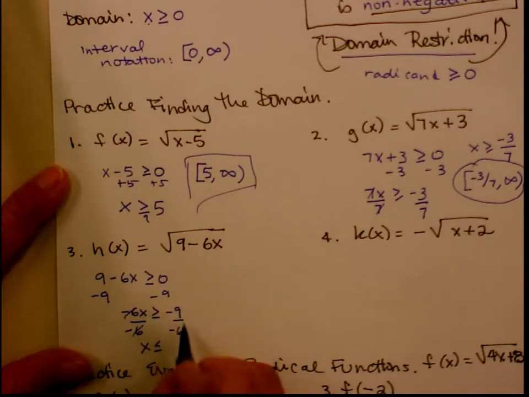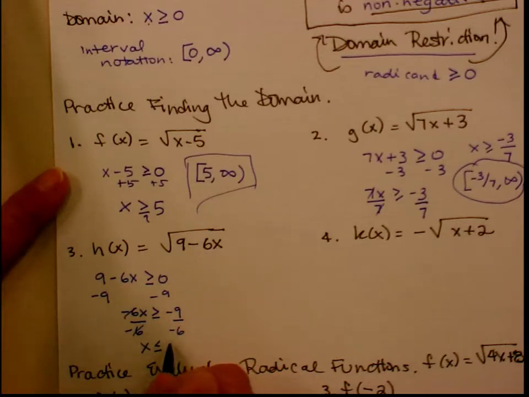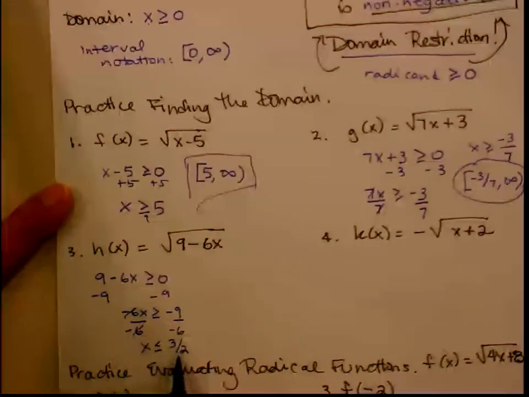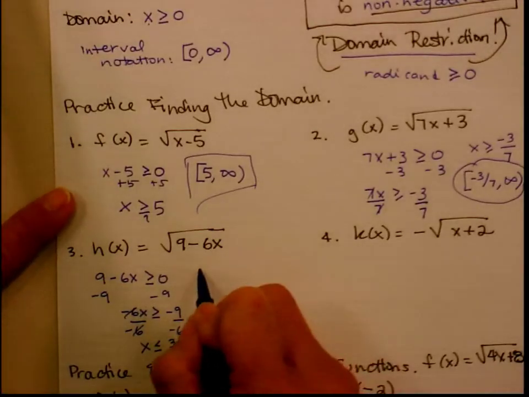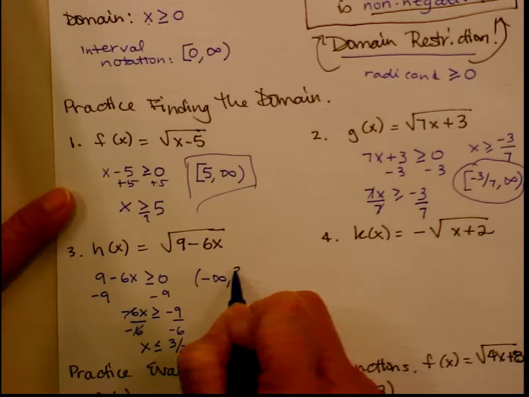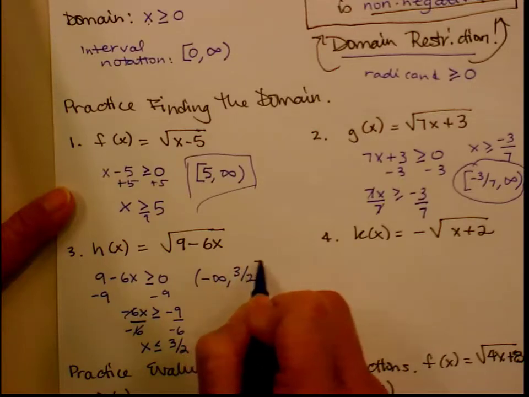And then I also have a negative divided by a negative, so those will be positive. And the fraction reduces, so we'll go ahead and do that. So I need the x's less than or equal to 3/2. So if I'm less than, that means I start down at negative infinity, and I go up till I get to 3/2, and then I stop.